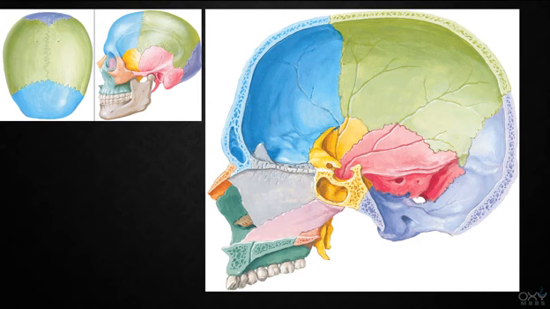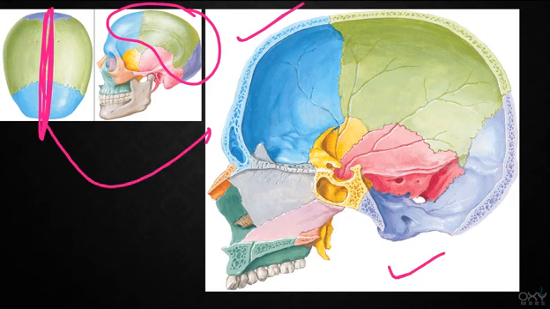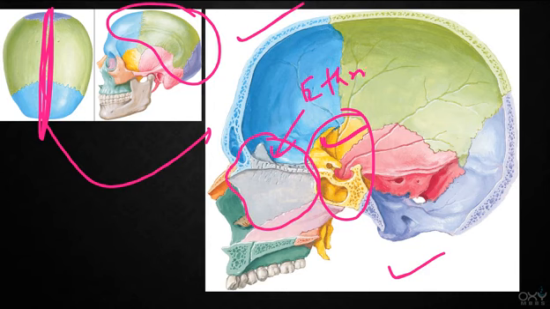Now friends, to see other bones of the cranium clearly, we have to make a sagittal section of the skull, and this is the view of the skull after taking the sagittal section. And in this section you can see clearly this is the sphenoid bone. This yellow bone is sphenoid bone, and this gray bone is which bone? This is the ethmoid bone.